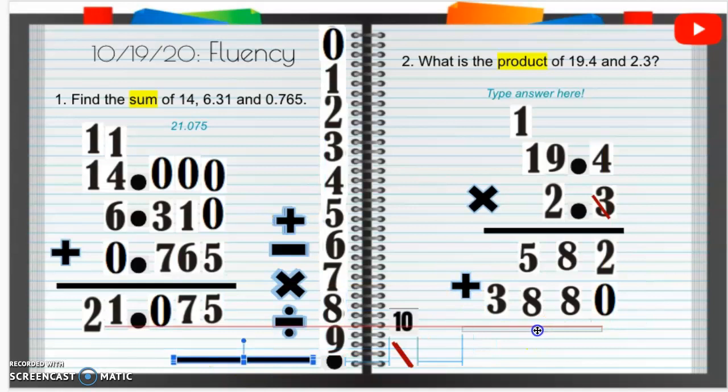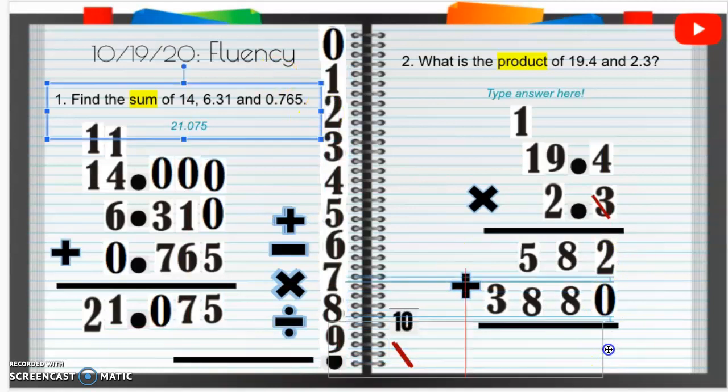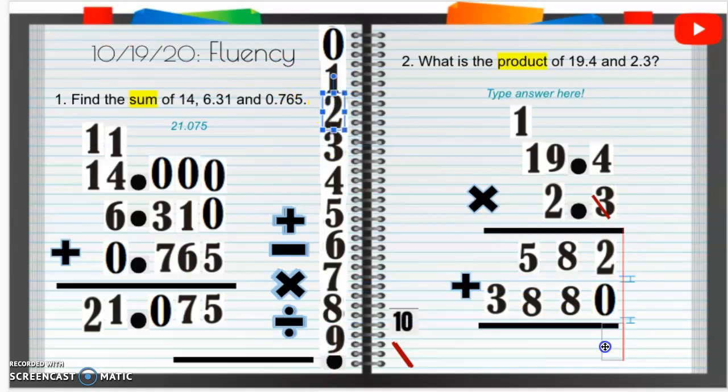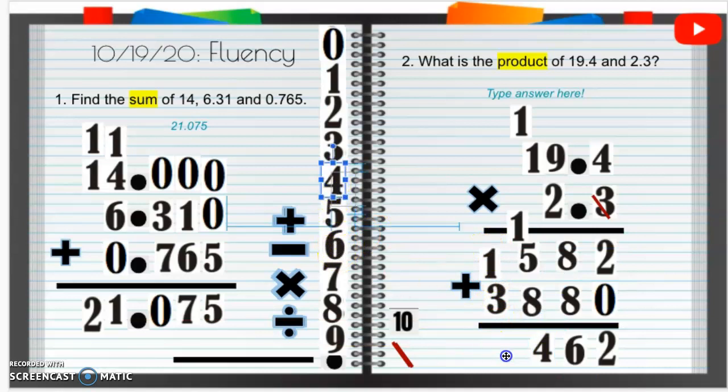Alrighty, now 2 plus 0 is 2. 8 plus 8 is 16. So I'm going to carry that 1, drop that 6. 8 plus 1 is 9, plus 5 is 14. 1 and 4. Then 3 plus 1 is going to be 4.